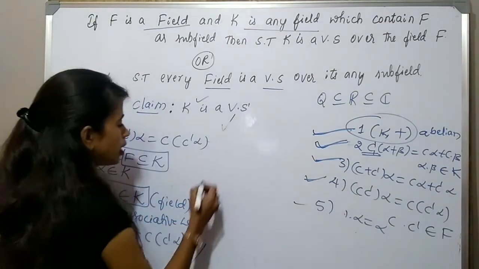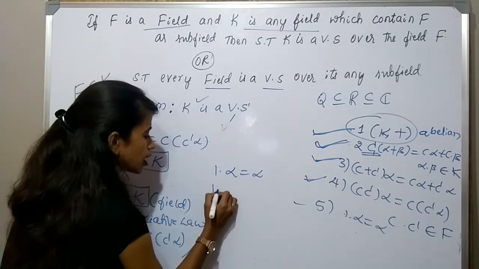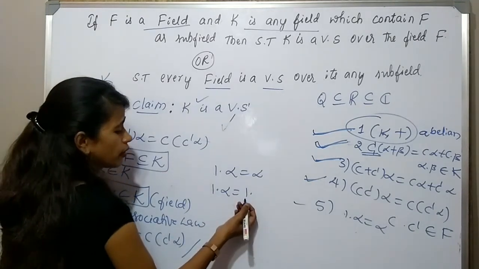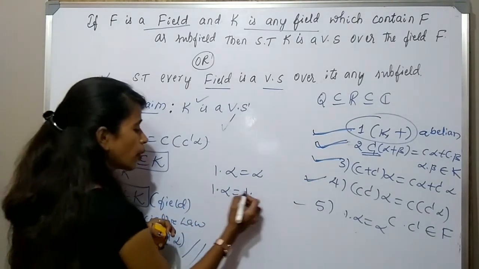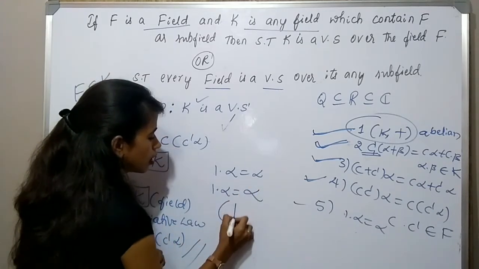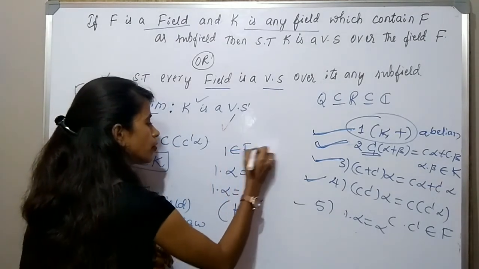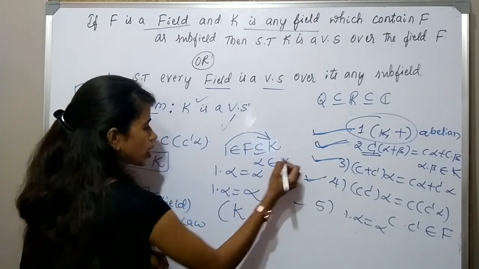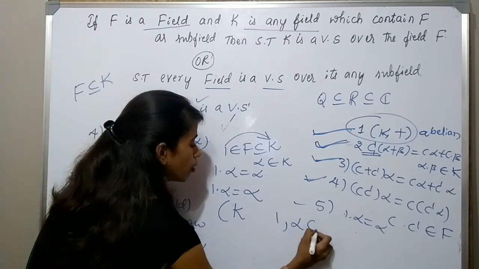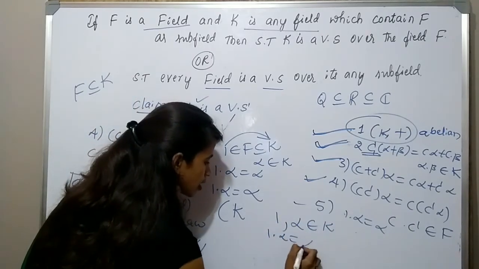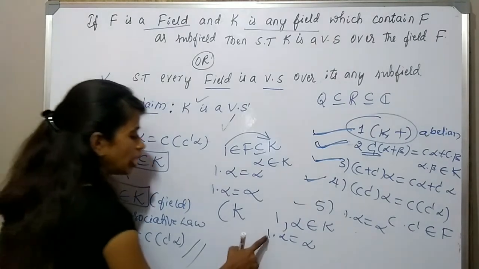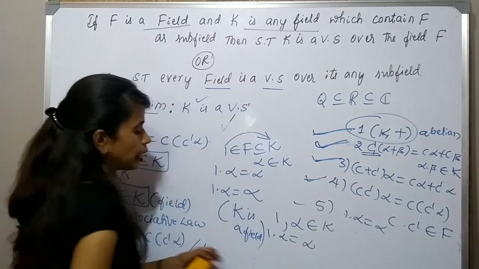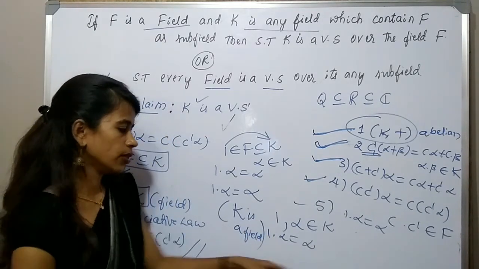So the last one is very easy. 1 dot alpha is equal to alpha. For that, consider 1 dot alpha. Alpha clearly belongs to K. So 1 dot alpha is clearly alpha because 1 belongs to F, and F is a subfield of K, so 1 also belongs to K. Alpha also belongs to K. Therefore 1, alpha belongs to K implies 1 dot alpha is equal to alpha. Okay, so the multiplicative identity. Since K is a field, it satisfies the multiplicative identity. 1 dot alpha is equal to alpha itself.